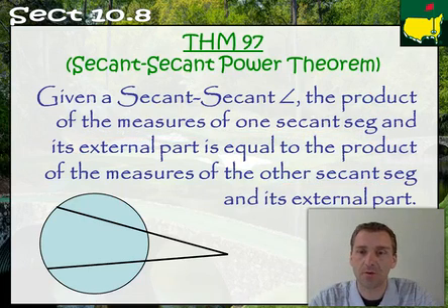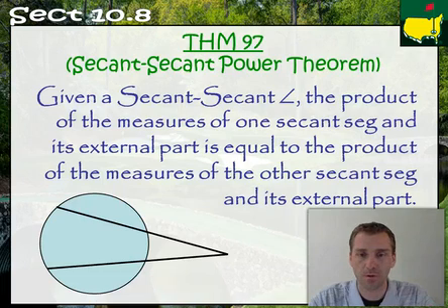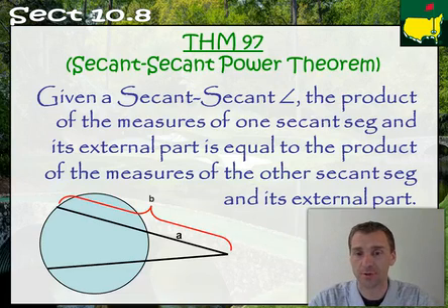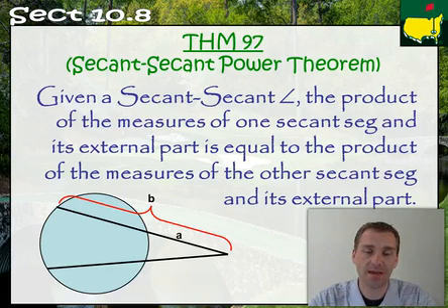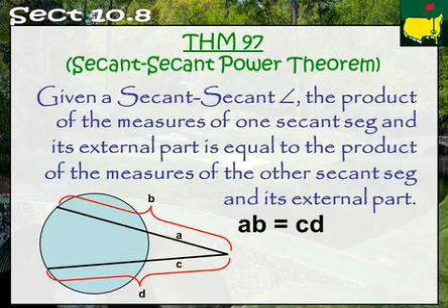So it should say this. Given a secant angle, the product of the measures of one entire secant segment and its external part is equal to the product of the measures of the other entire secant segment and its external part. So what you're seeing right now is A is the external part, B is the entire thing, C is the external part, and D is the entire thing. So the equation should look like that. It is A times B equals C times D.